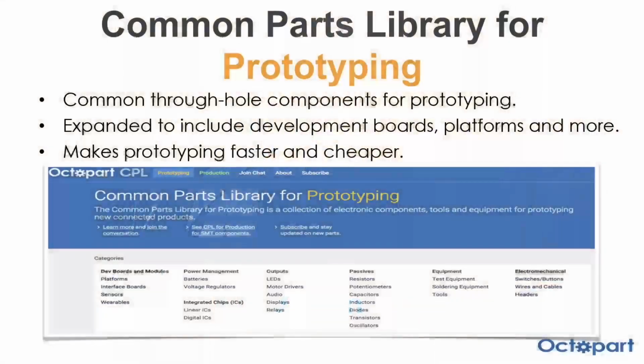So we are really excited to present Common Parts Library for prototyping. It is basically, simply put, commonly used through-hole components for prototyping. So what Sam talked about was about the SMD components, all the symbols and footprints. This library is more for breadboarding and using through-hole components. And this library has been expanded to include development boards, platforms, equipment, connectors, switches, anything that you might need to make your prototyping easier.